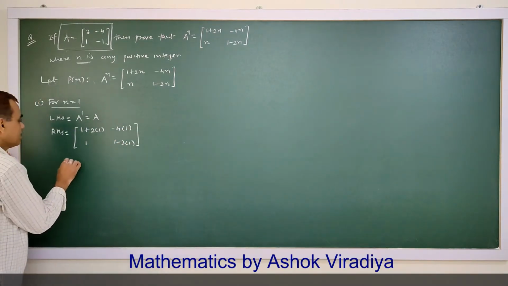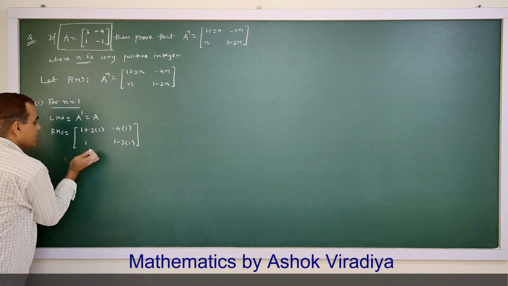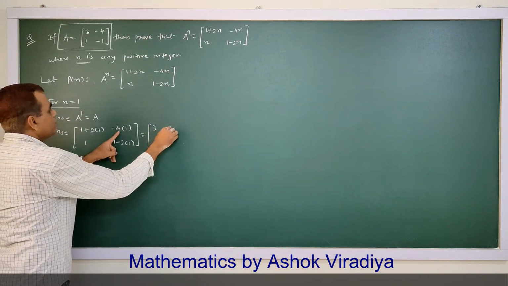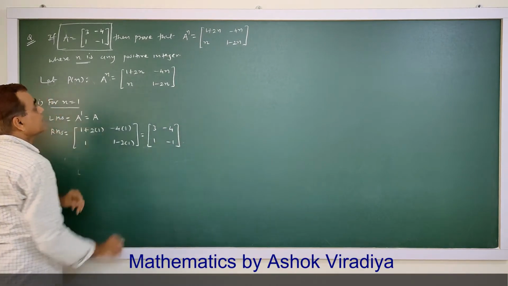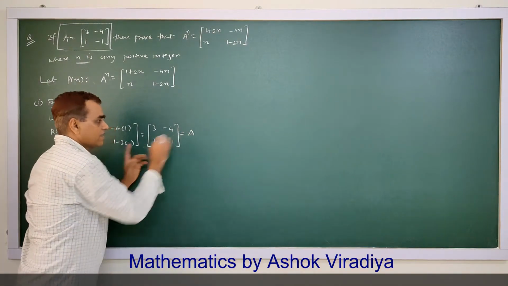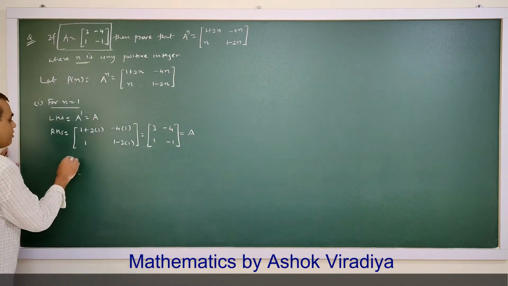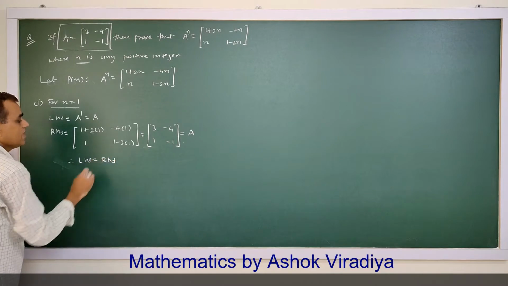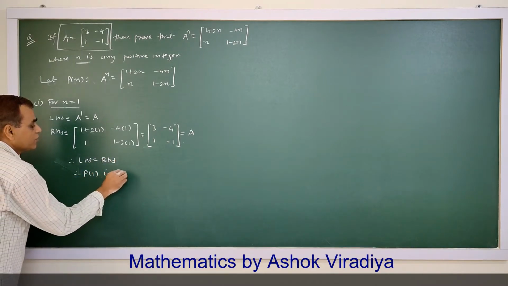So this is 1 plus 2, 3. It is 3, minus 4, 1 minus 1. And say it is A. This is A. So LHS is equal to RHS. Therefore, LHS is equal to RHS. So P of 1 is true.